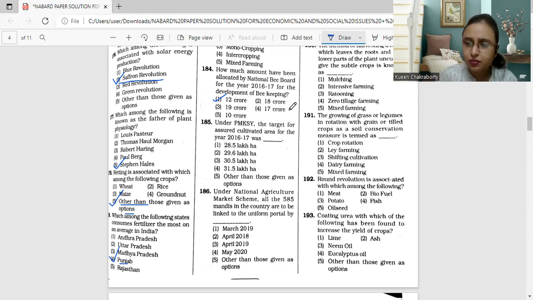5717 crores, approximately, has been earmarked for the year 2016-17. The Ministry of Agriculture and Farmers Welfare has obtained rupees 2340 crores in place of 1550 crores as compared to the year 2015-16. And this is an enhancement of around 51%. So the correct answer to this is 28.5 lakh hectares. That is option number 1.